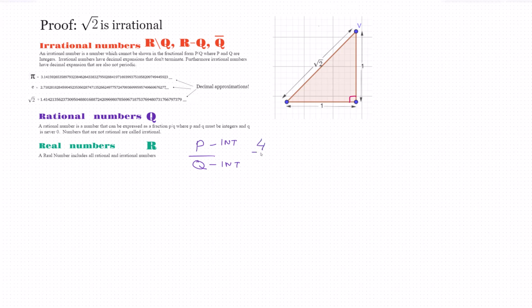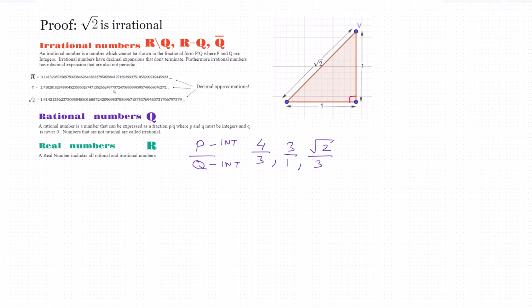For example, 4 over 3 is a rational number because 4 is an integer and 3 is an integer. So is 3 over 1. 3 is an integer and 1 is an integer, so therefore 3 over 1 is a rational number. But root 2 over 3, for example, is not a rational number because root 2 by itself is irrational. Root 2 is not an integer. 3 is an integer, but root 2 is not. So therefore root 2 over 3 is not rational, and I'm going to show you that root 2 is irrational.